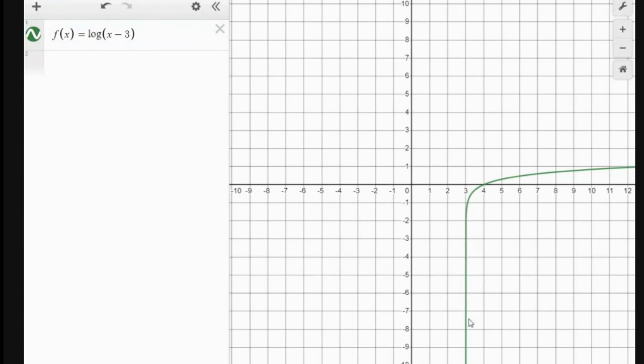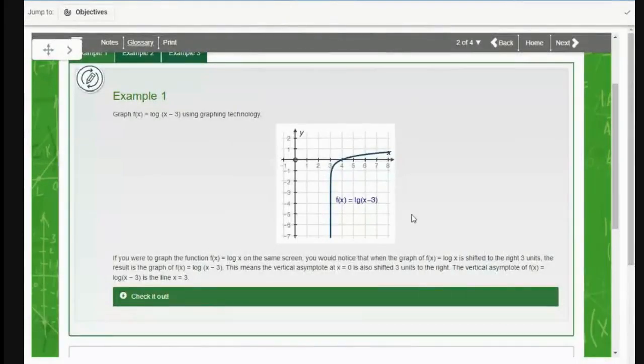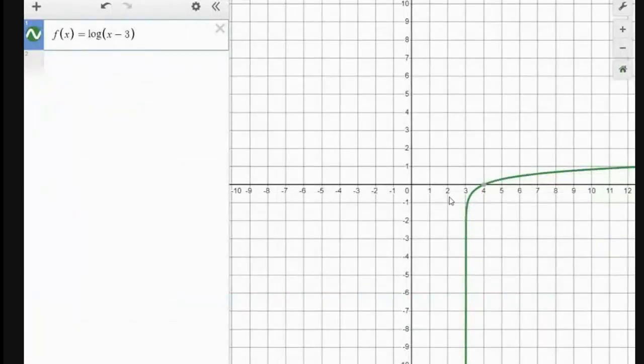Notice it gets closer and closer and closer to this 3, but it never touches it. Logarithms have an x equals asymptote. Exponential has a y equals asymptote. Up and down versus vertical. So this minus 3 shifted that to the right, 3.